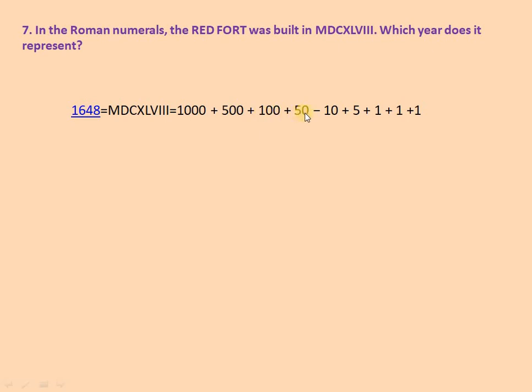Then we are going to write 50 minus 10, which will give you 40. Later on we are going to add 5 plus 1 plus 1 plus 1, which will give you 8. So 1648 is the number we have got. Now we have to tell it in the year. So it will be 1648.